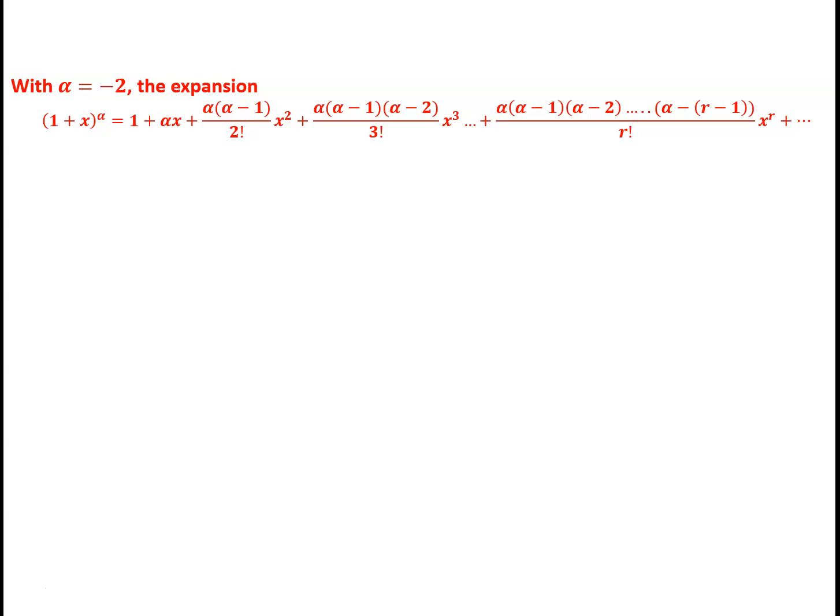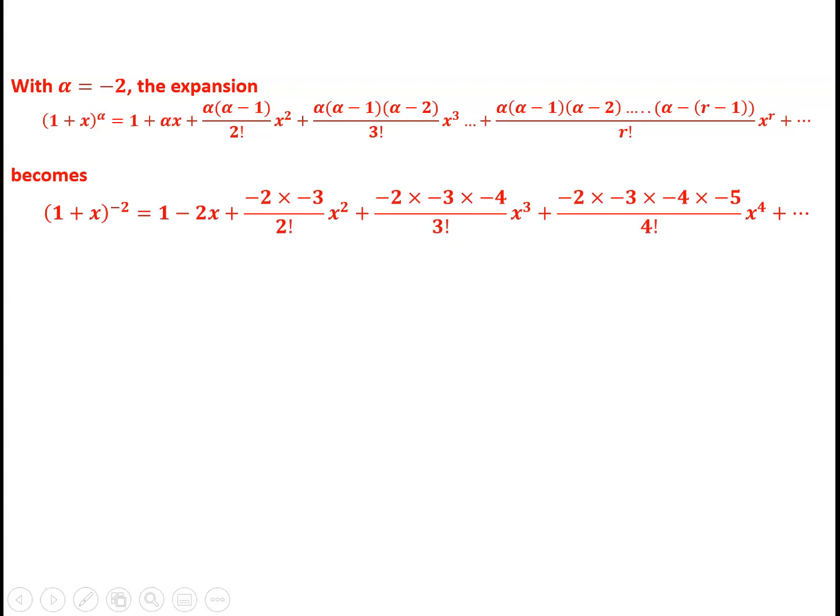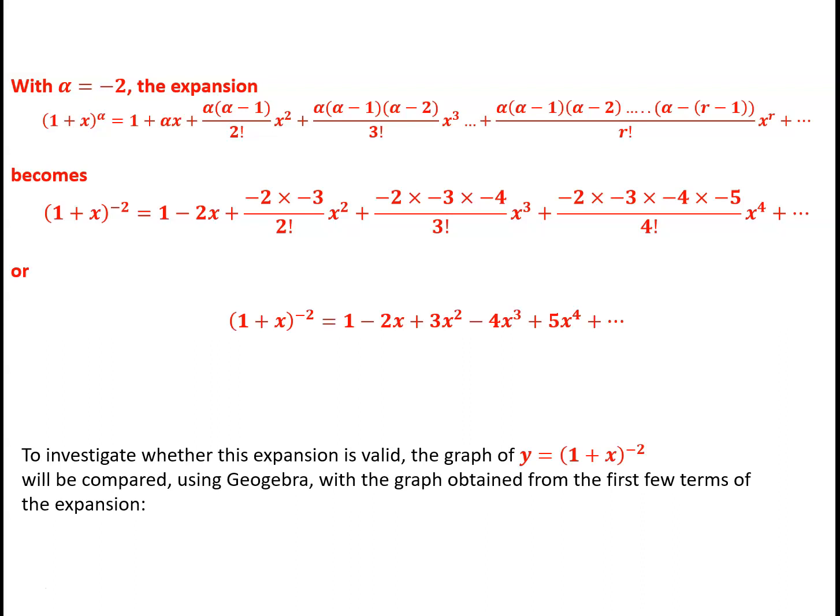becomes (1 + x)^(−2) = 1 − 2x + (−2)(−3)/2! x² + (−2)(−3)(−4)/3! x³, and so on, which simplifies to (1 + x)^(−2) = 1 − 2x + 3x² − 4x³ + 5x⁴. And again, we're going to use GeoGebra to see whether this is a valid expansion or not.